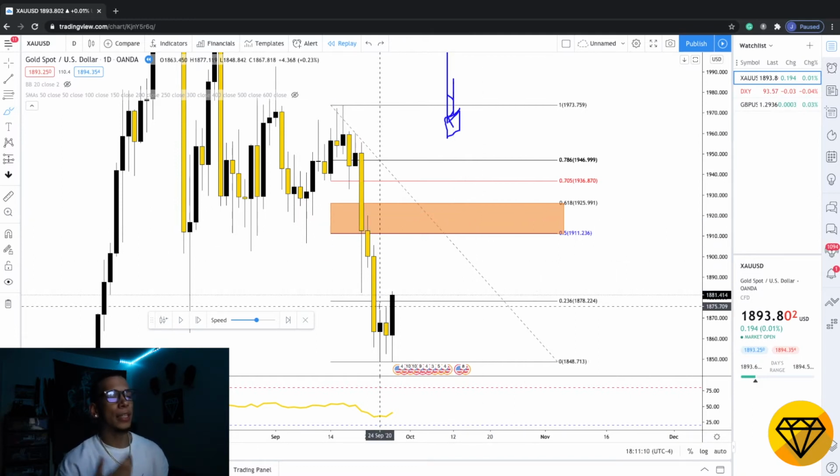Now, I gave you an example of a bearish impulse movement. Let me give you an example of bullish movement.